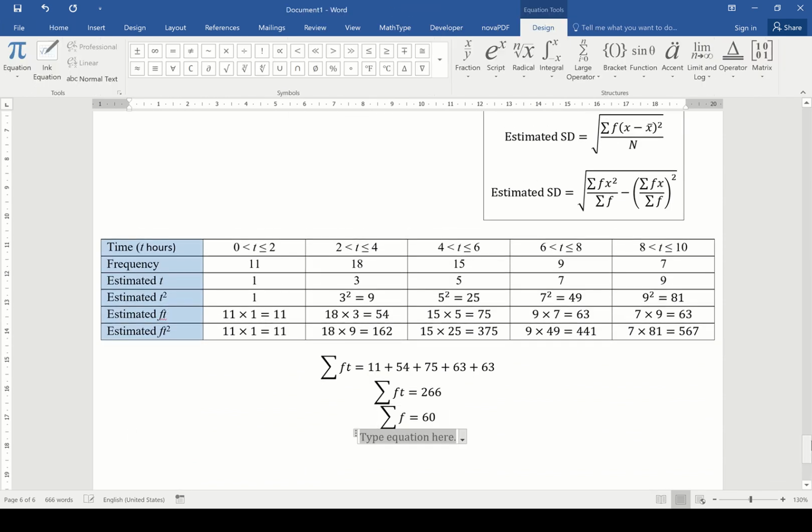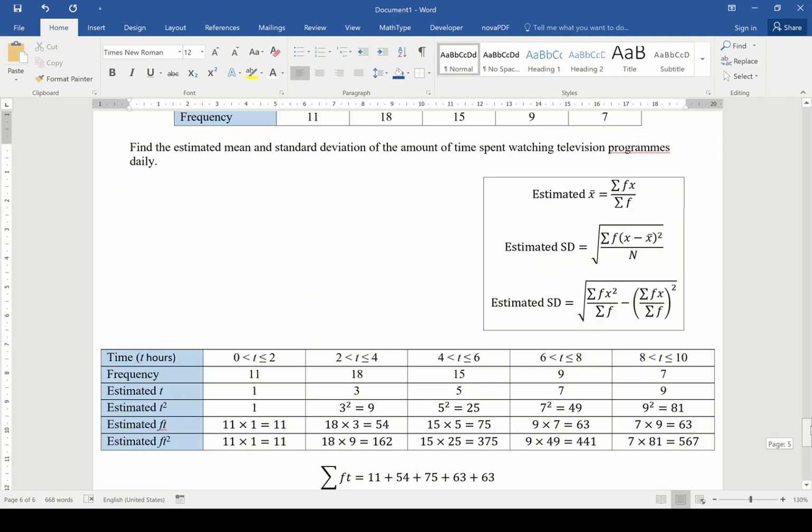Then we will have summation of ft square. So let's put there, summation of ft square is equals to 11 plus 162 plus 375 plus 441 plus 567, and we will have summation of ft square equals to 1556. Alright, so then what's left is to find the mean and standard deviation.